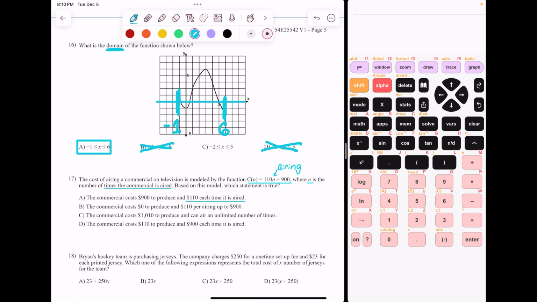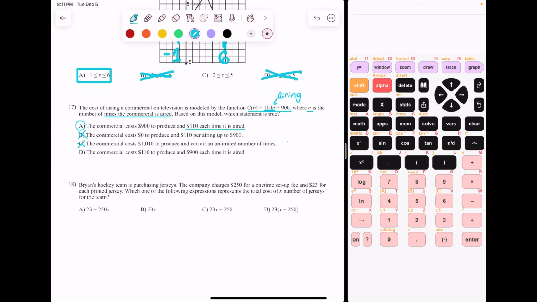B, the commercial costs $0 to produce. I don't think anything costs $0 to produce, so that's not going to be the answer. C, the commercial cost $1,010 to produce. That doesn't sound right, because I can't add 110n to 900. They're not like terms, so I don't like that answer. And D, the commercial cost 110 to produce and 900 each time it's aired. Well, the 110 is next to the n, which means airing, so our choice would be answer A.